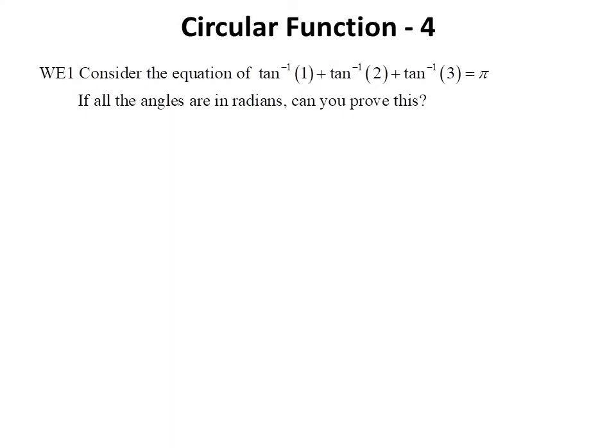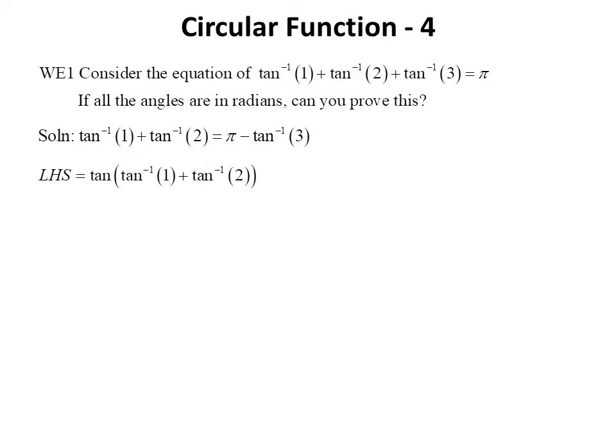Welcome to the fourth session of the circular function series. Here, example 1 is to prove the sum of arctangent 1, arctangent 2, and arctangent 3 equals pi, given that all the angles are in radians. We start by moving the term arctangent 3 to the right hand side of the equation. Then we take tangent function on both sides of the equation and then see if they are equal.